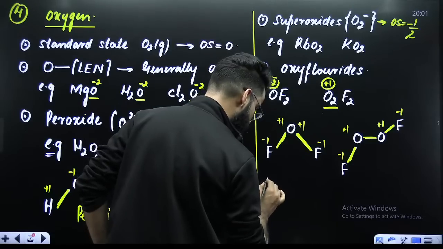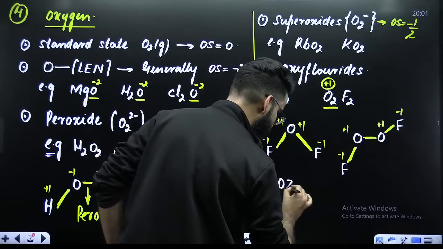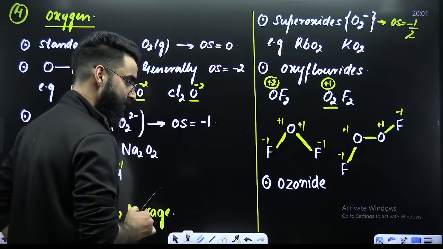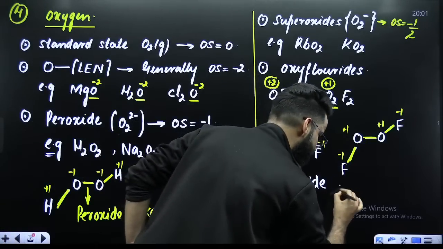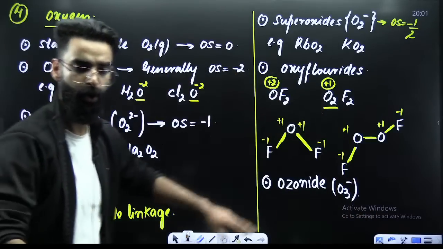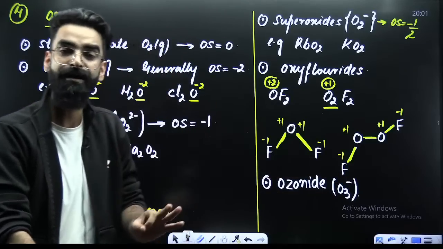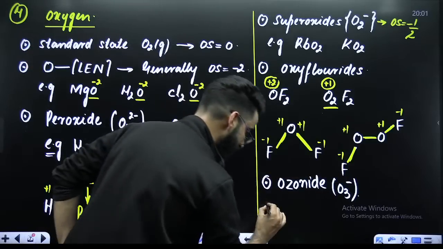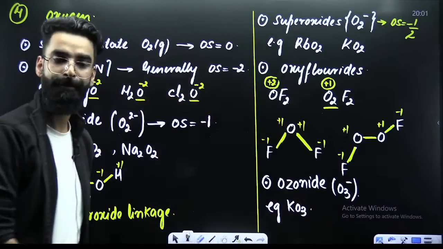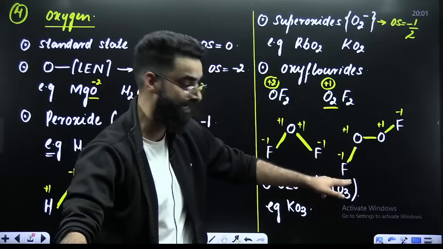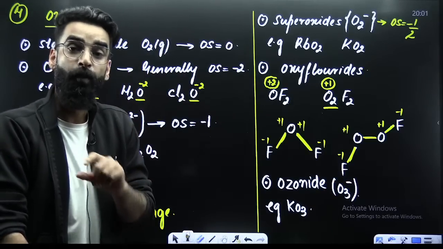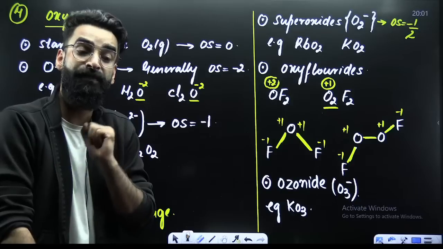Yes, oxygen forms ozonide as well. Whenever you see oxygen in the O3 negative format, understand that oxygen has formed the ozonide. For example, you have KO3. Whenever you see oxygen in this O3 negative form, remember that oxygen has formed ozonide. Now, what is the oxidation state of oxygen when it forms the ozonide?